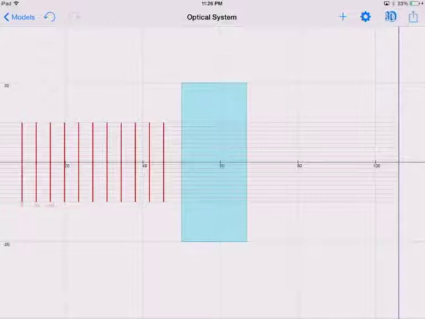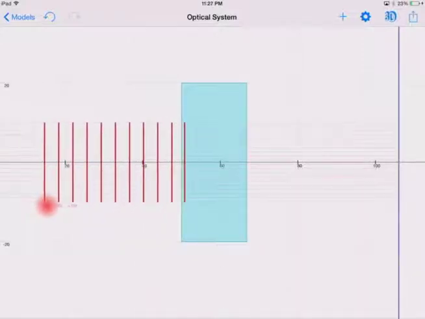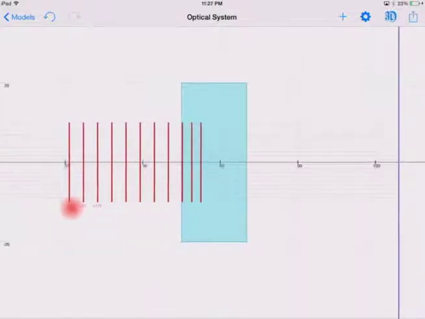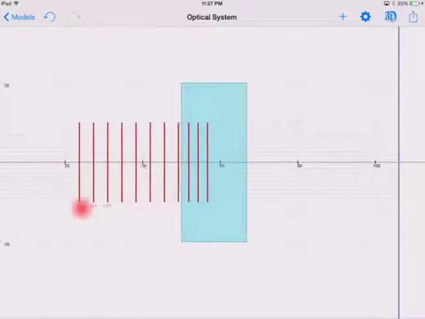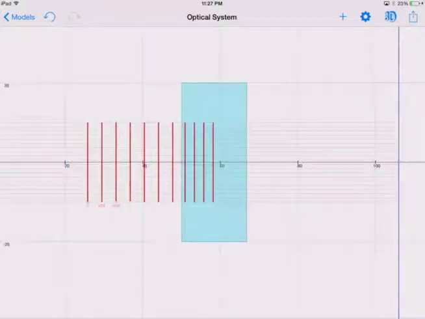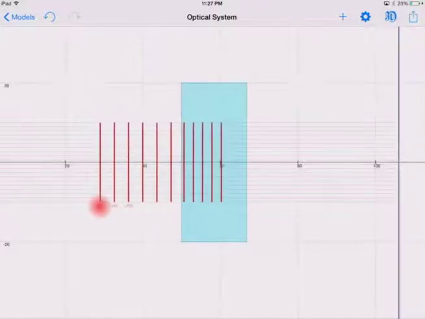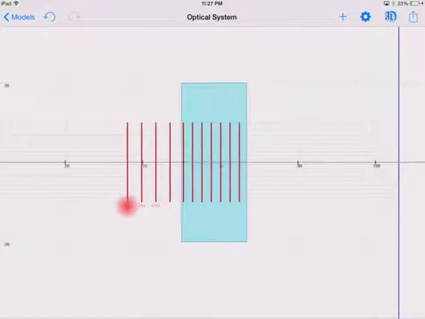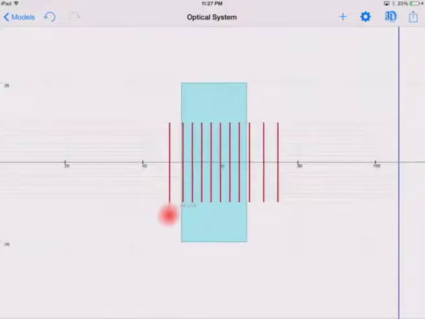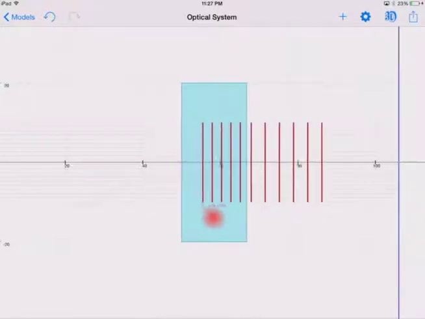As we move these wavefronts forward, we can see that once they enter the glass, they get closer together. That's because light travels slower inside a material with higher index, and so it has the effect of bunching the wavefronts closer. And then as we keep going forward and we leave the glass, the beam spreads back up and the wavefronts get spread out again.